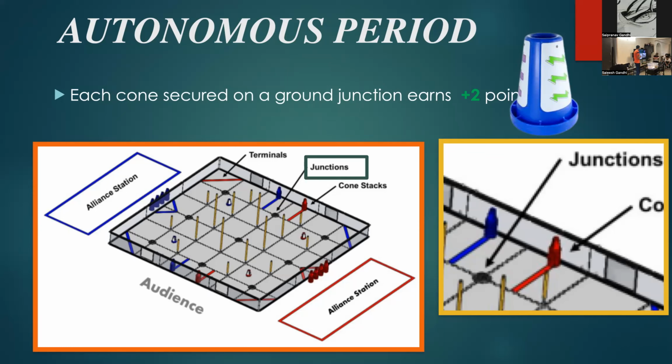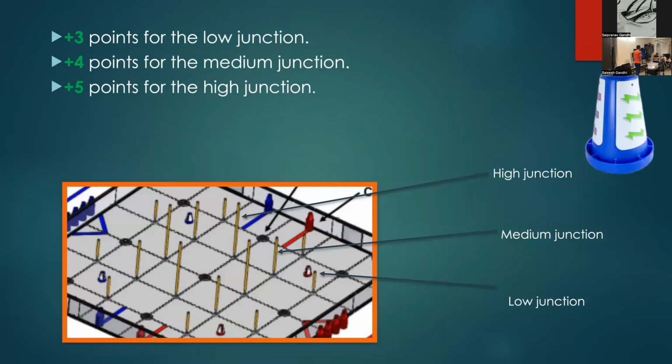Each cone can secure 1 plus 2 points if it is a ground terminal. Plus 3 points are provided when it places the cone in the low junction. Then plus 4 when it is in the medium junction, and plus 5 points when it is in the high junction.